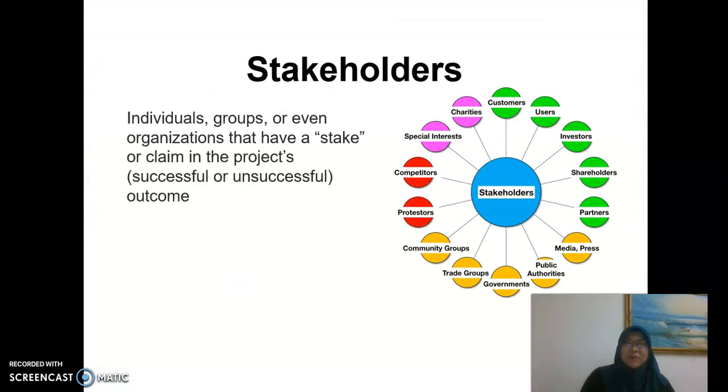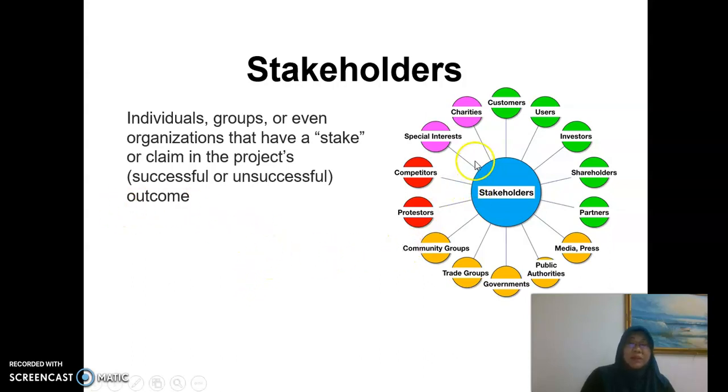First of all, we have to understand what is the definition of stakeholders. We can define stakeholders as individuals, groups, or even organizations that have a stake or claim in the project's outcome, regardless the project's success or unsuccess.